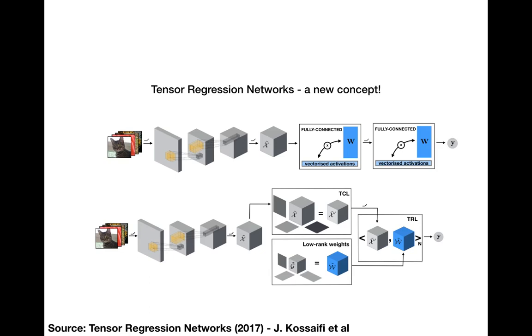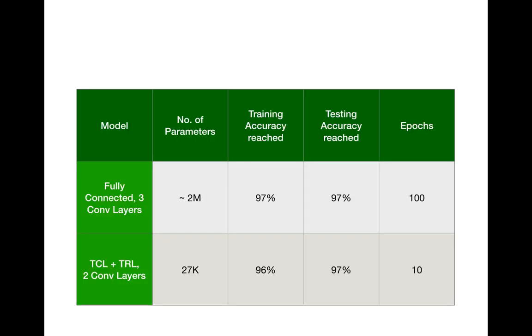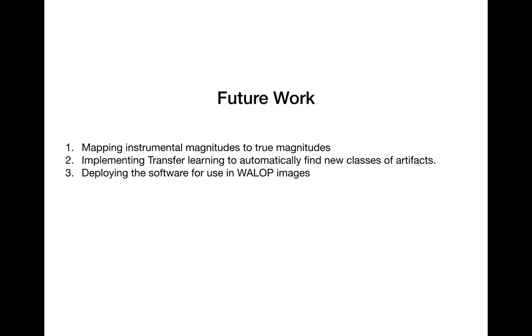So I actually worked over the weekend and tried to implement this on our network. And what we see is that by doing so, we actually reduce the number of parameters from about 2 million to about 27,000, and yet achieve the same performance in just 10 epochs as opposed to 100. So this is a very upcoming field in the world of deep neural networks, and I'll be happy to interact more with these people at the Astroinformatics conference that is happening at Caltech this week, and see whether we can really deploy this kind of technique for the upcoming WALOP project.